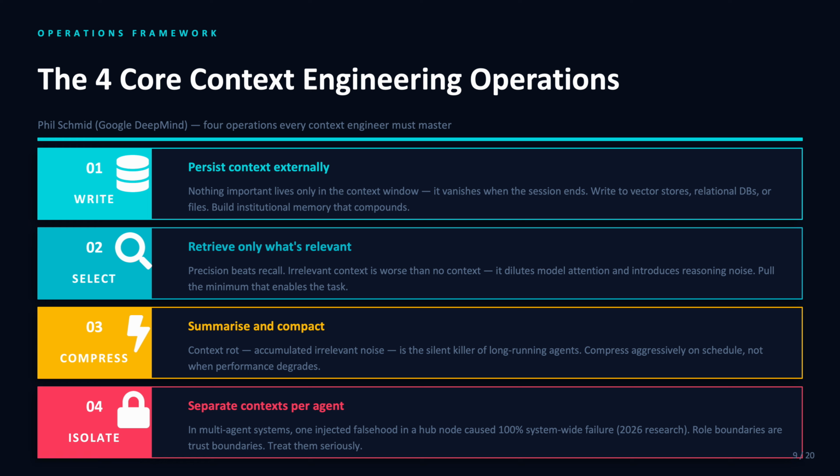Operation 04. Isolate. Separate contexts per agent. In multi-agent systems, give each agent only the context its specific role needs. The 2026 research confirmed what the theory predicted. Shared context creates coupling, and one injected falsehood propagated to 100% failure across an entire system. Role boundaries are trust boundaries. Treat them as such. These 4 operations, write, select, compress, isolate, are the complete mental model. Everything else in context engineering is a specific implementation of one or more of these.